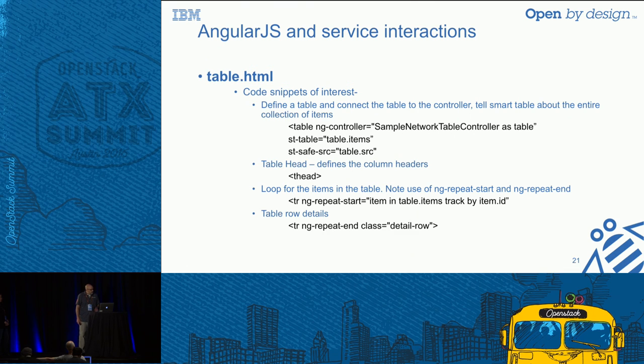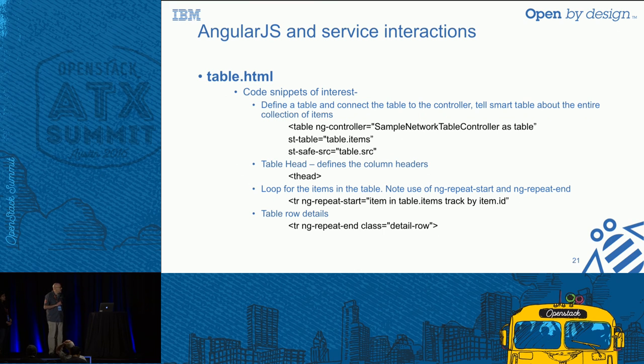Table HTML. So one of the things you'll find now is that the table HTML is updated for lab 2. We've called out the controller, sample networks controller, as table. This is the name that needs to match the name that we registered before. Horizon uses a smart table Angular package. And so here, we're interacting with that.